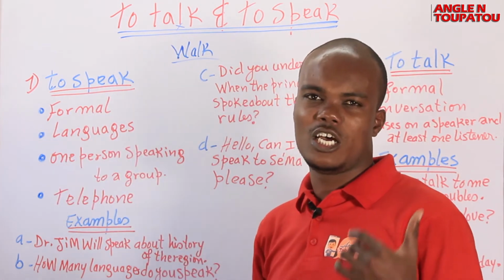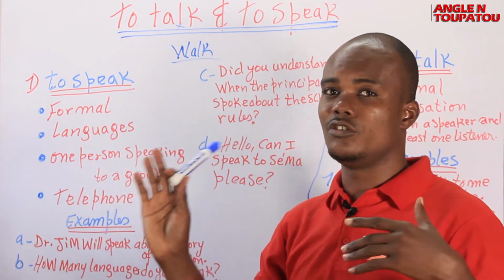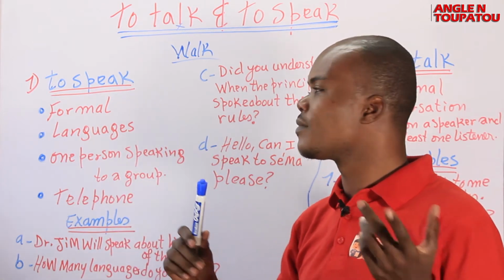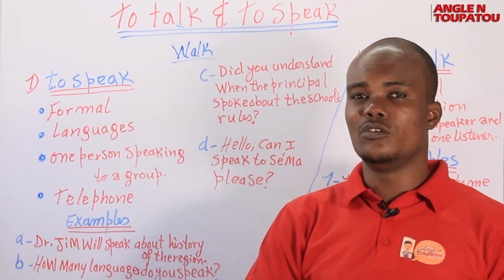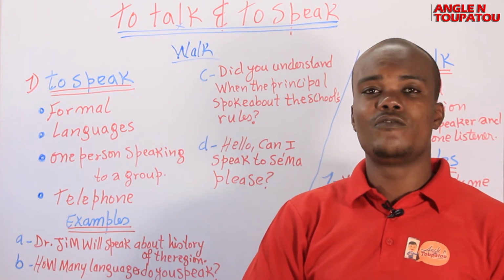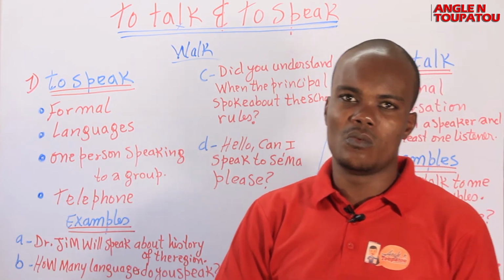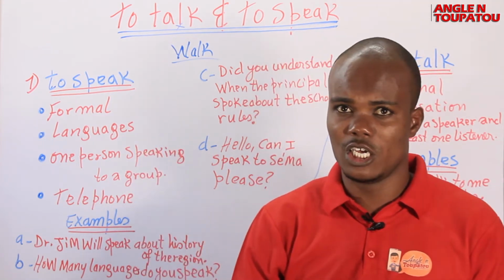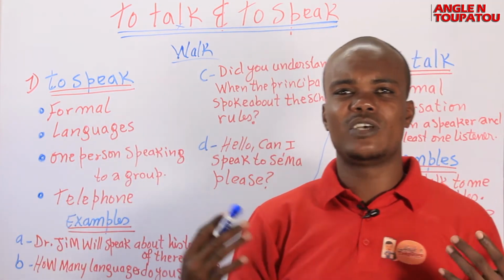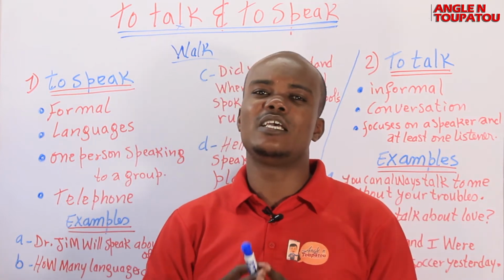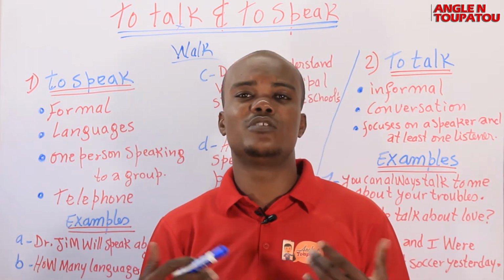Okay, good. To talk and to speak. How can you use the verb to speak? And what is the difference between to talk and to speak, or to speak and to talk? To speak. You use to speak for formal things, like in business, when you're talking to people, formal conversation, formal communication, and business, or with someone you don't know, or when you're talking about something that is serious, you use the verb to speak.